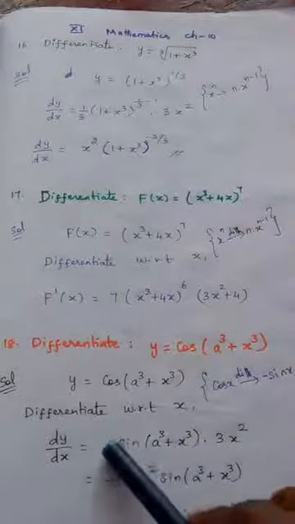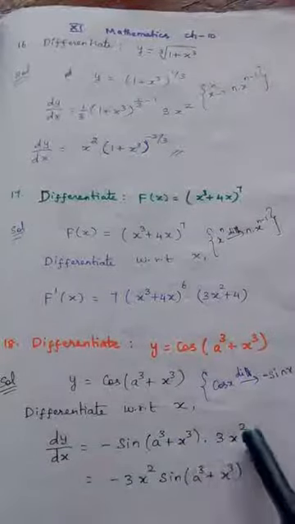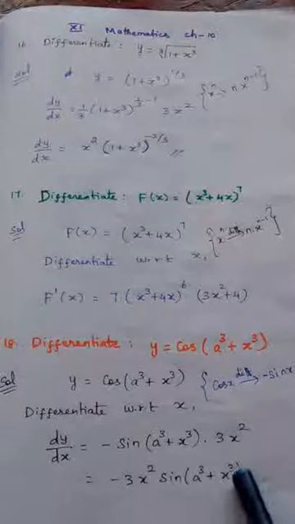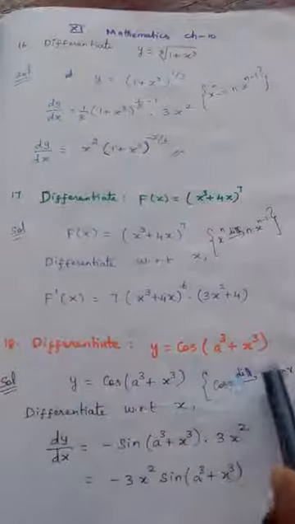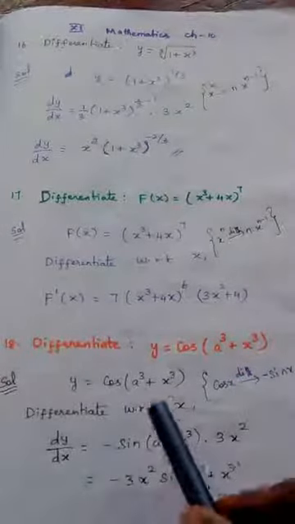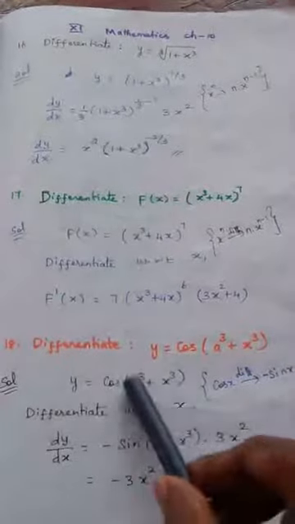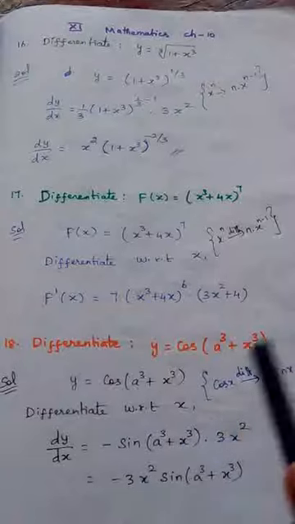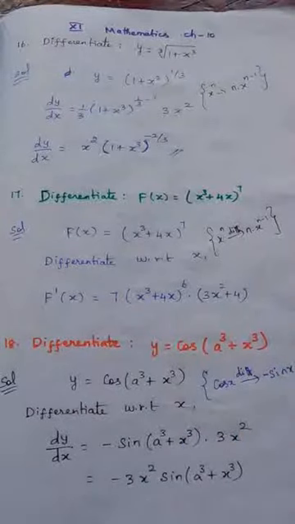So the final answer is minus 3x square sin of a cube plus x cube. What is the formula? The cos x formula we are applying, minus sin x. In place of x this is present, so differentiating this once again, 3x square comes. So the final answer is this. Hope you will understand.